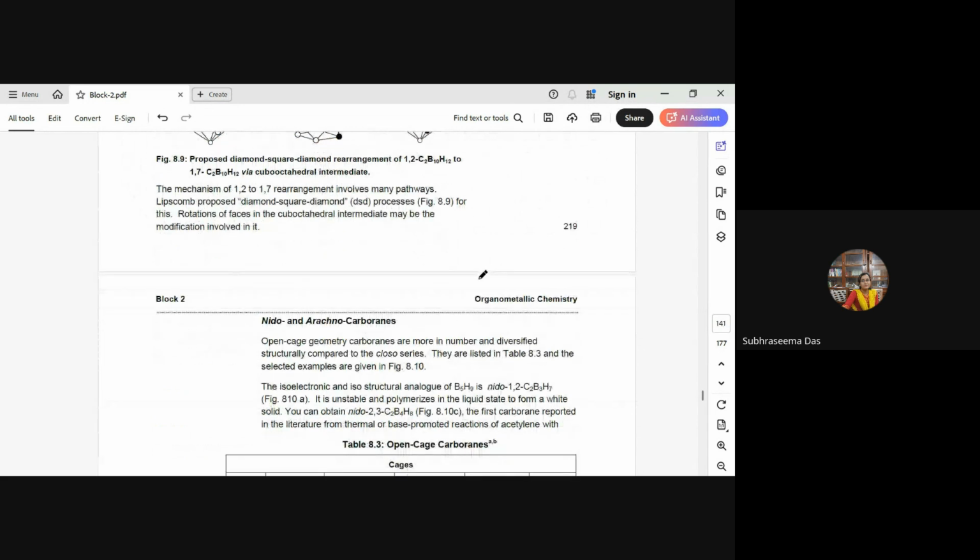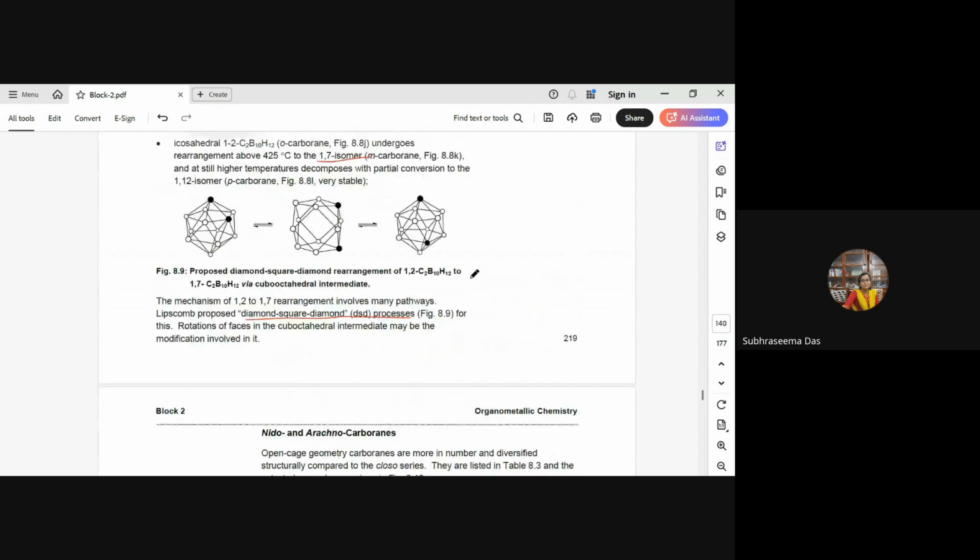The mechanism of this intramolecular rearrangement involves many pathways. Lipscomb proposed the diamond-square-diamond, that is the DSD process, shown here in figure 8.9. The rotation of the faces in a cuboctahedral intermediate is involved in it. So this is the DSD process.